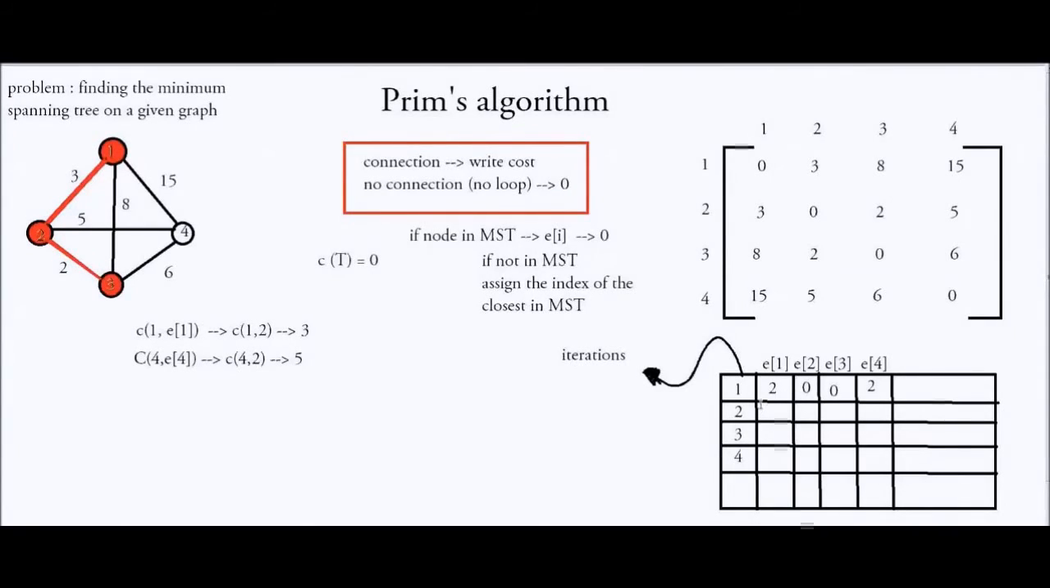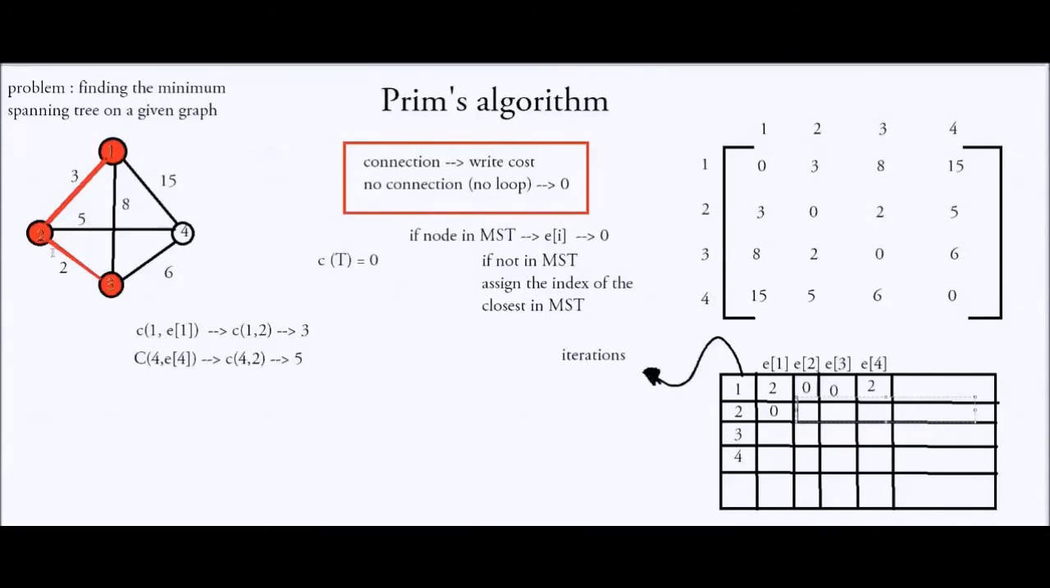once again, according to this rule: if a node is in the minimum spanning tree, you just write a 0, and if not, then you assign the index of the closest node in the MST. So in this case, we've got E of 1. 1 is already in the MST, or minimum spanning tree, because it is colored red. So just write a 0 here. So 0 here. Then we've got E of 2.